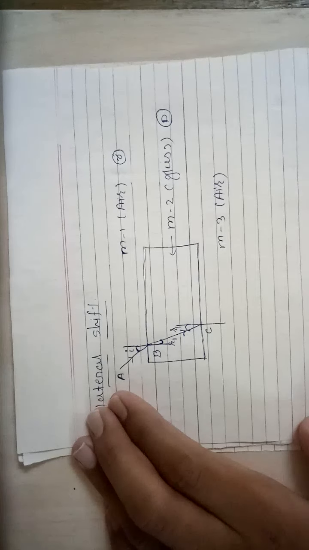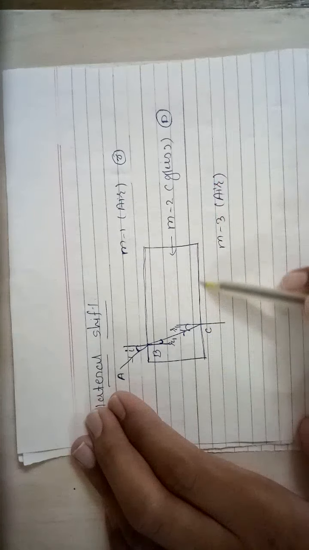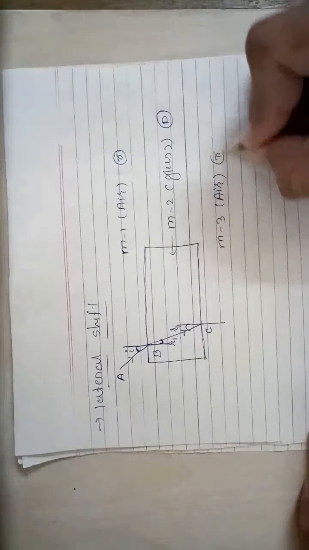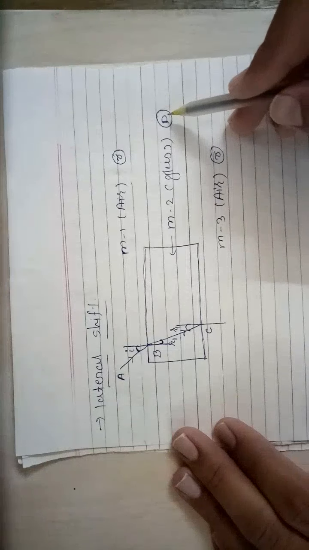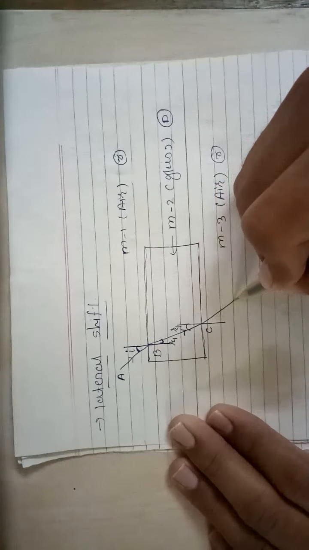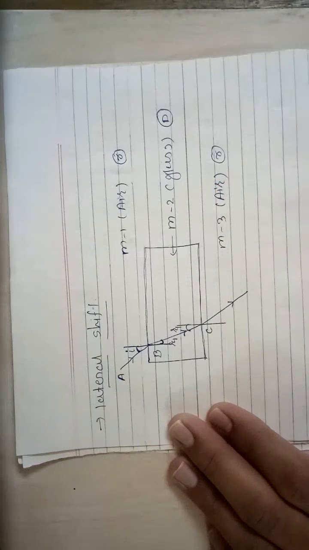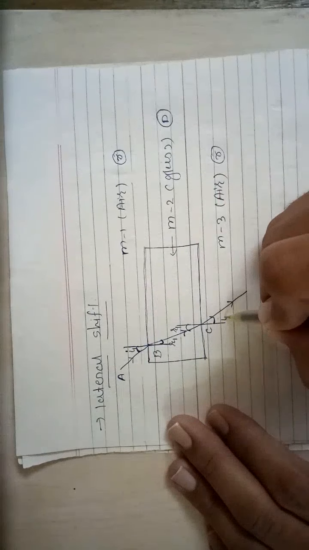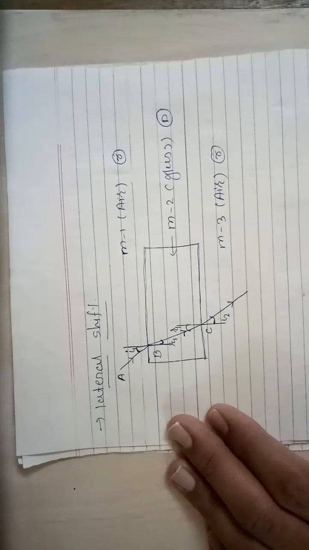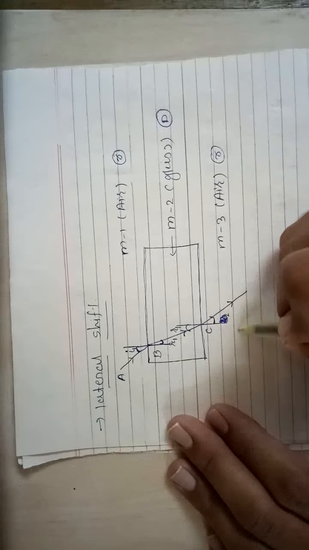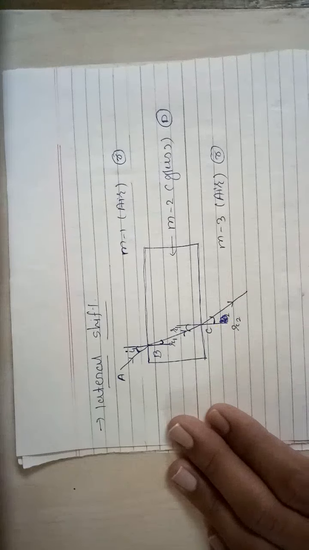Now we discuss interface number 2, between glass and air. Glass is denser and air is rarer. So when the ray passes from denser to rarer, it travels away from the normal. So the ray passes like this. This angle we denote by I1, and here we denote this angle by R2, because this is the refracted ray.